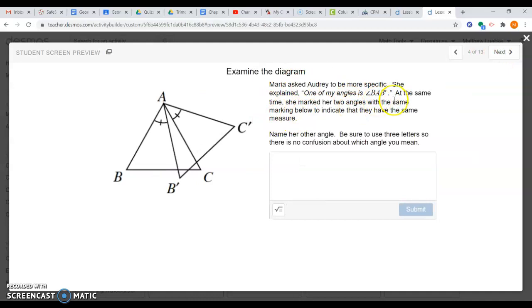Here we have another example of why we need to use 3 letters. And so they say that one of the angles is BAB prime. I want you to write out in the box, how do you write out that angle that is congruent to it? Okay, so again, use 3 letters and write out the angle that's congruent to BAB prime.